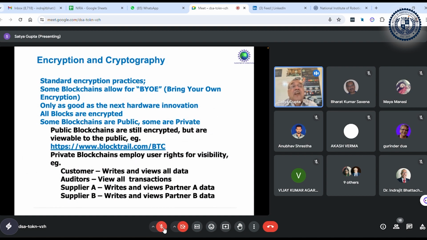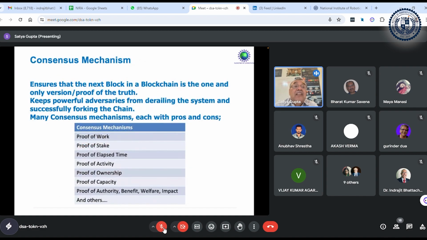And how is it done? It is done through encryption and cryptography. There are standard encryption practices. You can do your own also. A lot of things are there, and that is a separate subject in itself, but it is the main pillar of the blockchain. And then this consensus mechanism, which is an algorithm for doing the validation.